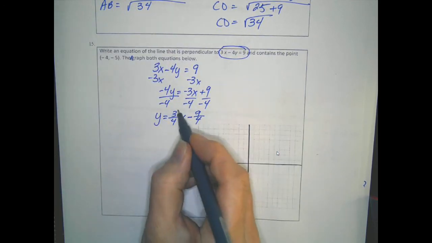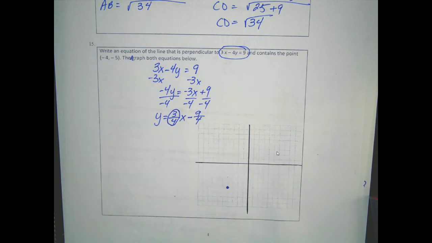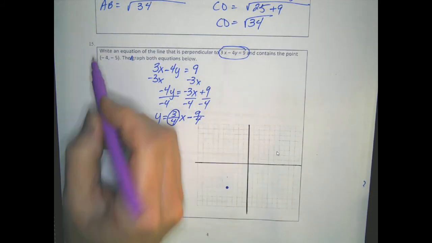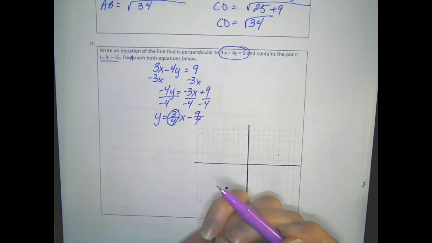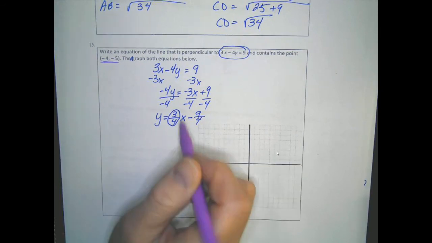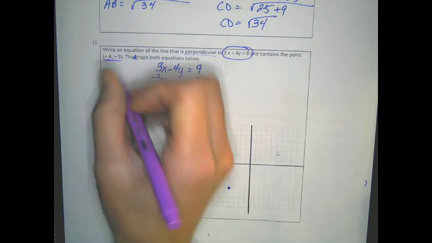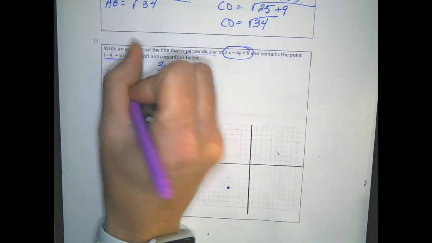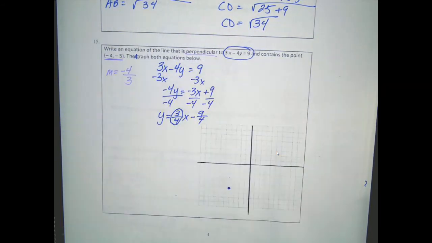I have the slope of this line now after I put it in slope-intercept form. And so what I need to do is find the equation of this line right here that goes through this point using the slope, but it says it's perpendicular. So the slope of the line that I'm looking for is not going to be positive 3/4. It's going to be -4/3 because they're opposite reciprocals.